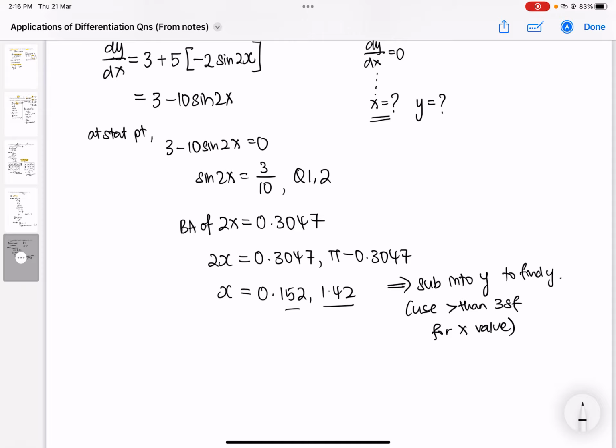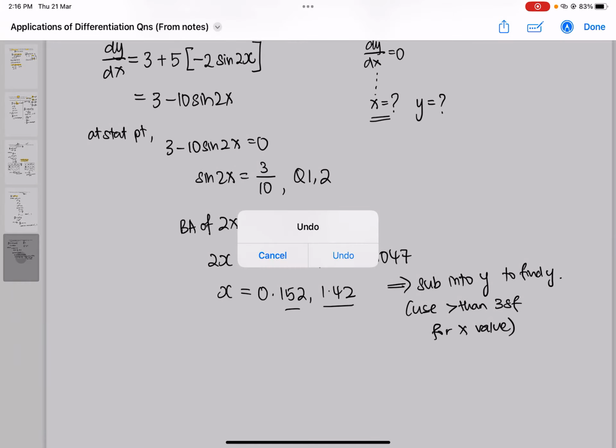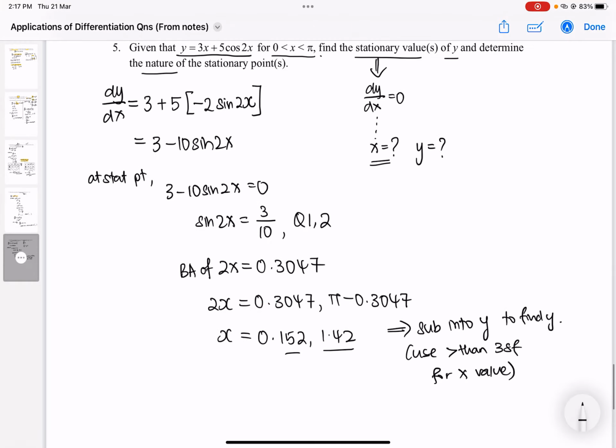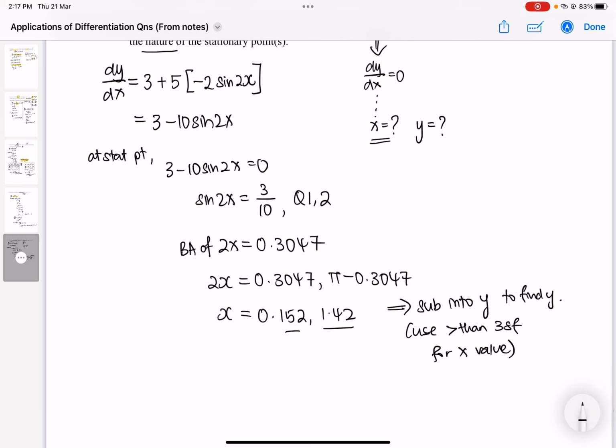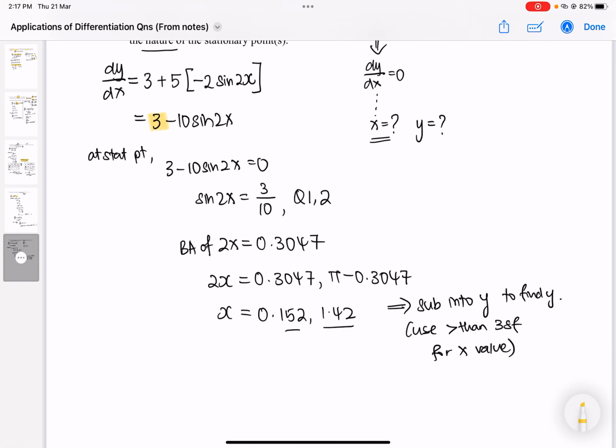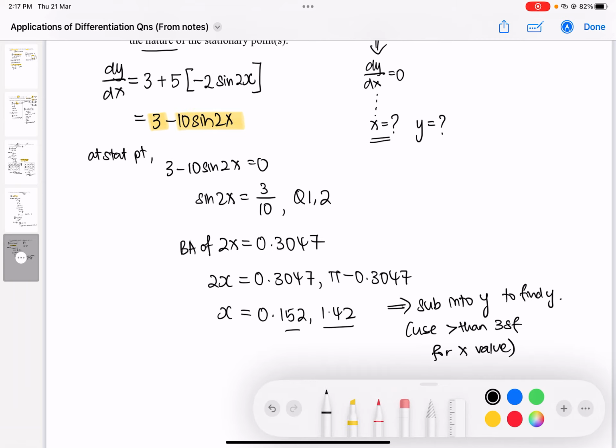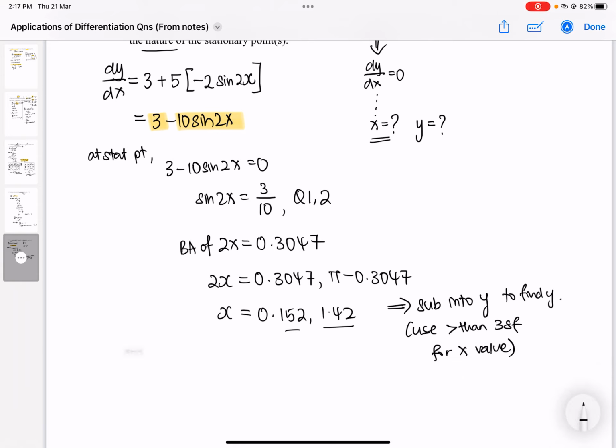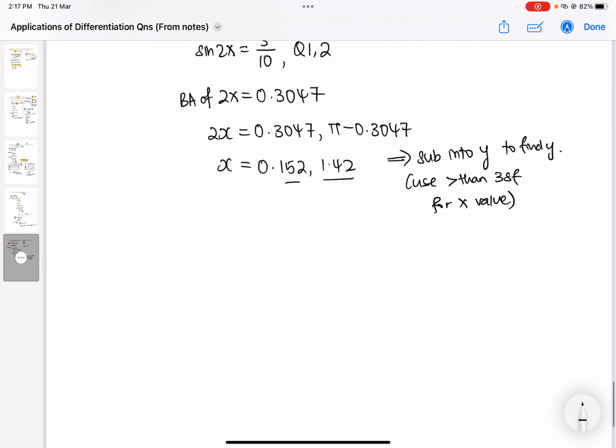Now let us look at how to find the nature of the stationary point. Now for nature of stationary point, again you can use either the first derivative or second derivative method. I'm going to look at my dy dx. The first is just a constant, which when I differentiate it will just be 0. The second term is just a trigo function, which is fairly easy to differentiate. So I'm going to use the second derivative method.